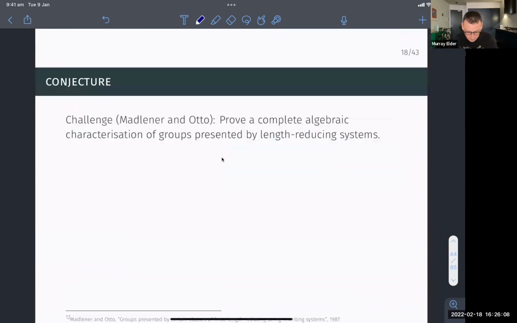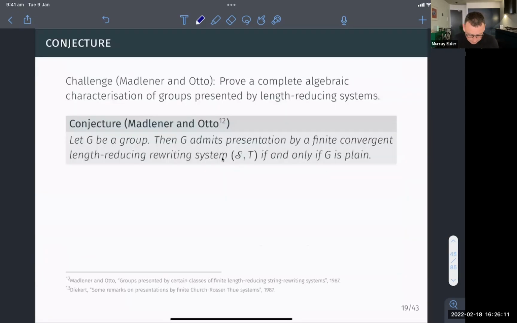So now that hits upon the following, I've got it as a challenge. First of all, prove a complete algebraic characterization of groups presented by length reducing rewriting systems. And more specifically, a conjecture is that you admit presentation by a finite convergent length reducing rewriting system if and only if the group is plane. So what I stumbled on the previous slide, the conjecture is that they're the only kinds of groups that you can get from finite convergent length reducing rewriting systems.